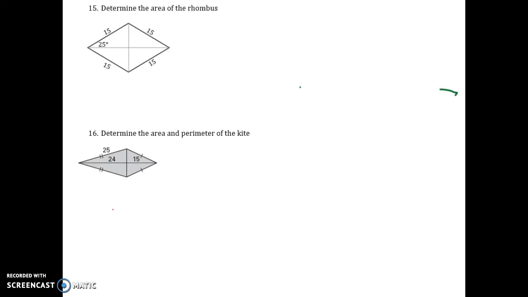All right, we are continuing with our area review, starting on number 15. Determine the area of a rhombus. So we know all the sides of this rhombus are 15. We know that piece is 25. Remember that in a rhombus, you have 4 triangles that are all exactly the same, and you have a right angle here in the middle. So you can use trigonometry to find your D1 and D2, so that way you can multiply them and divide by 2 to find the area.